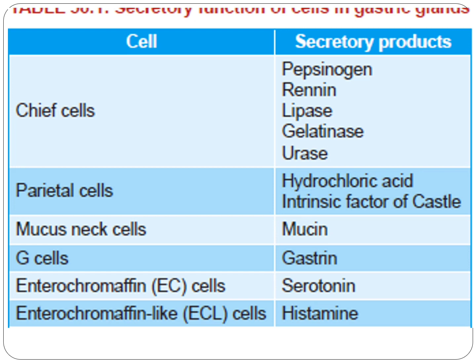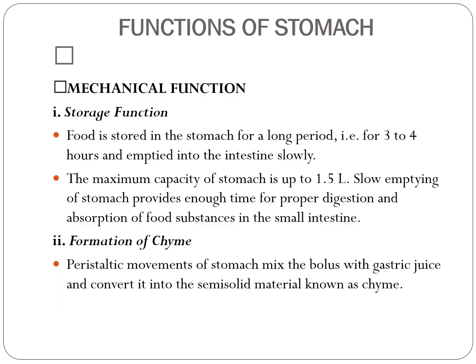First, chief cells. Chief cells produce pepsinogen, renin, lipase, gelatinase, urease. Then parietal cells produce hydrochloric acid and intrinsic factor of Castle. Then mucous neck cells produce mucin. G cells produce gastrin. Enterochromaffin cells produce serotonin and enterochromaffin like cells produce histamine.